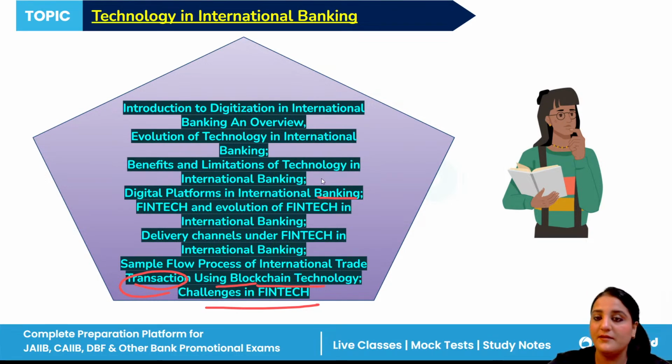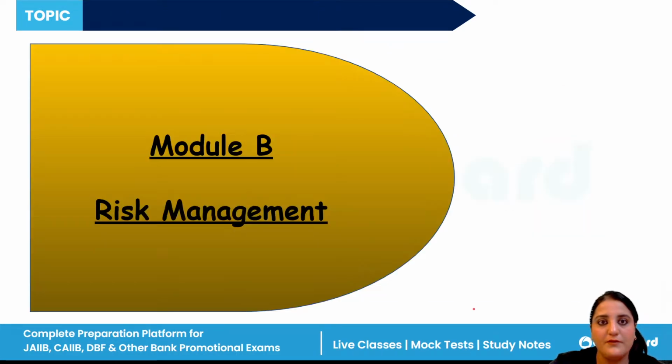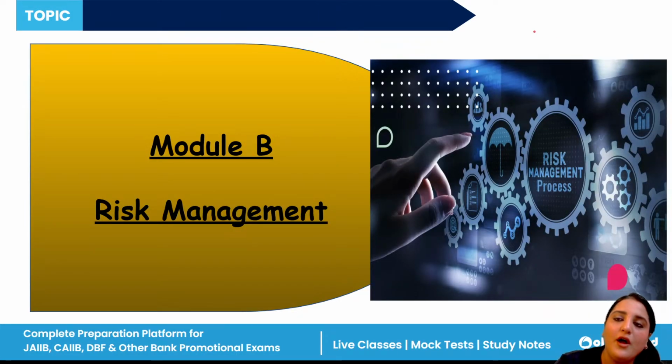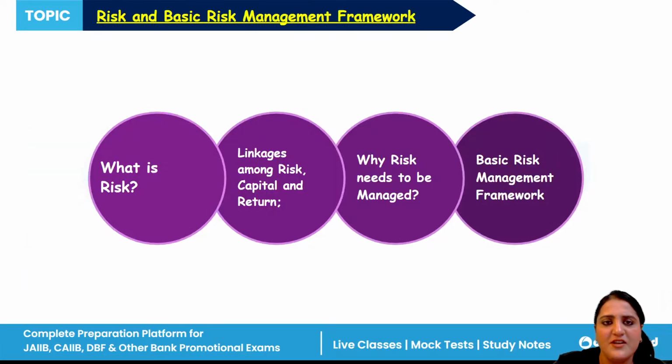Very important. This is the last chapter of module A, but very important chapter, so you can't skip this chapter also. Now we have module B, all about risk management, in which we are going to learn about different types of risk. First one, we have trinity of risk management. These are risk, capital, and return, the trinity of risk management. We have to learn about this.